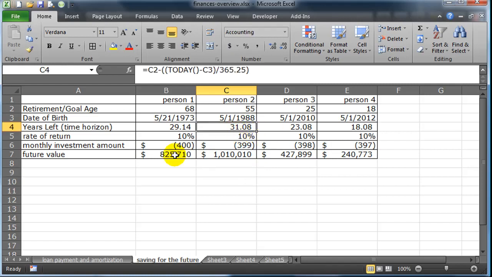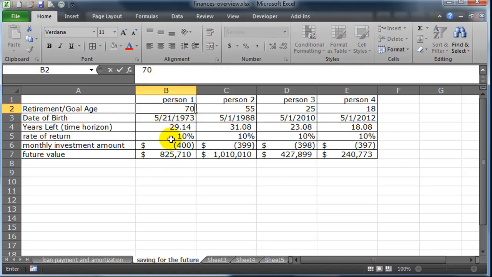By the way, we'd see cool things too. If I change my goal age from 68 to 70, check this out. When I press enter, that $825,000 jumps up to $1 million. Okay? So working another couple years might be prudent. Okay? I'll put it back to 68 though. Oops. 68. Okay, so person 2, they're in their early 20s.